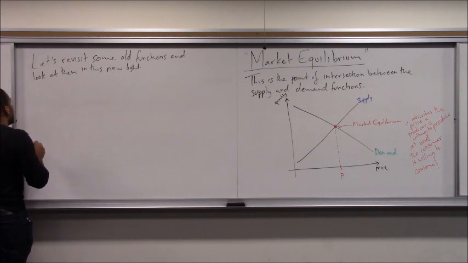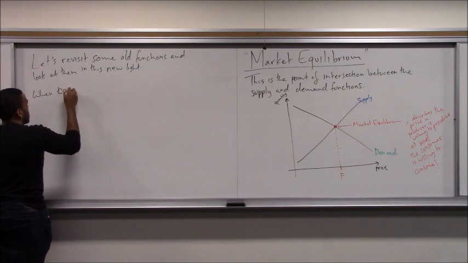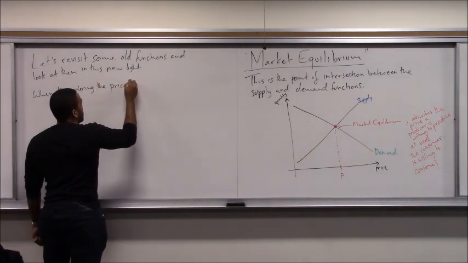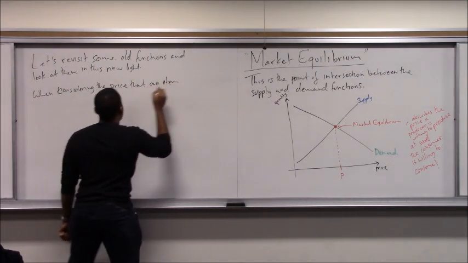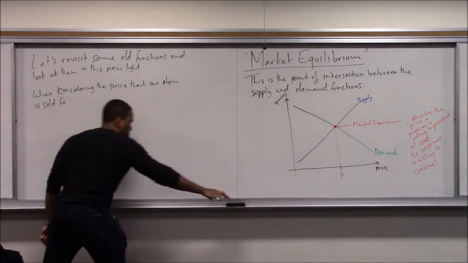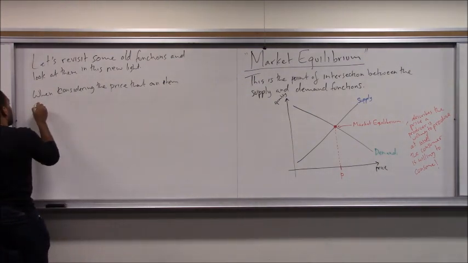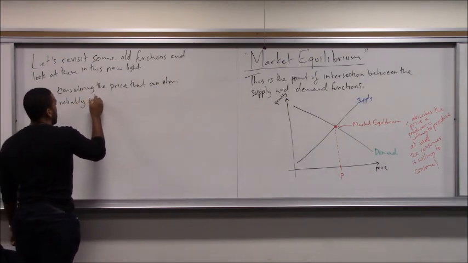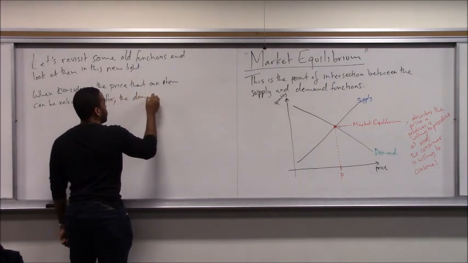So here's the thing. When considering the price that an item is sold for, or can be sold for, can be reliably sold for, the demand function is the one that's going to be used.